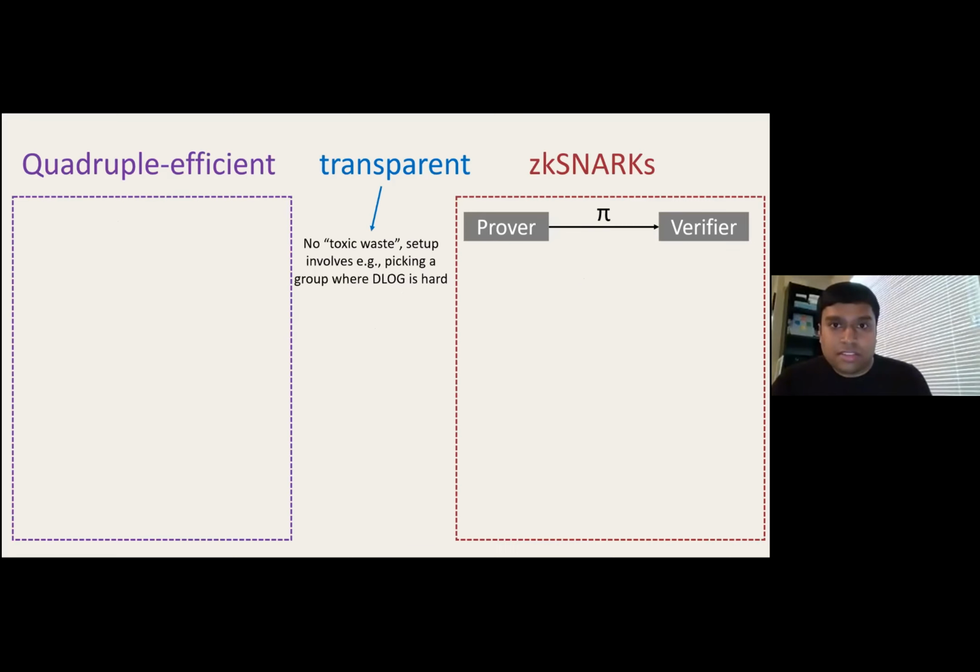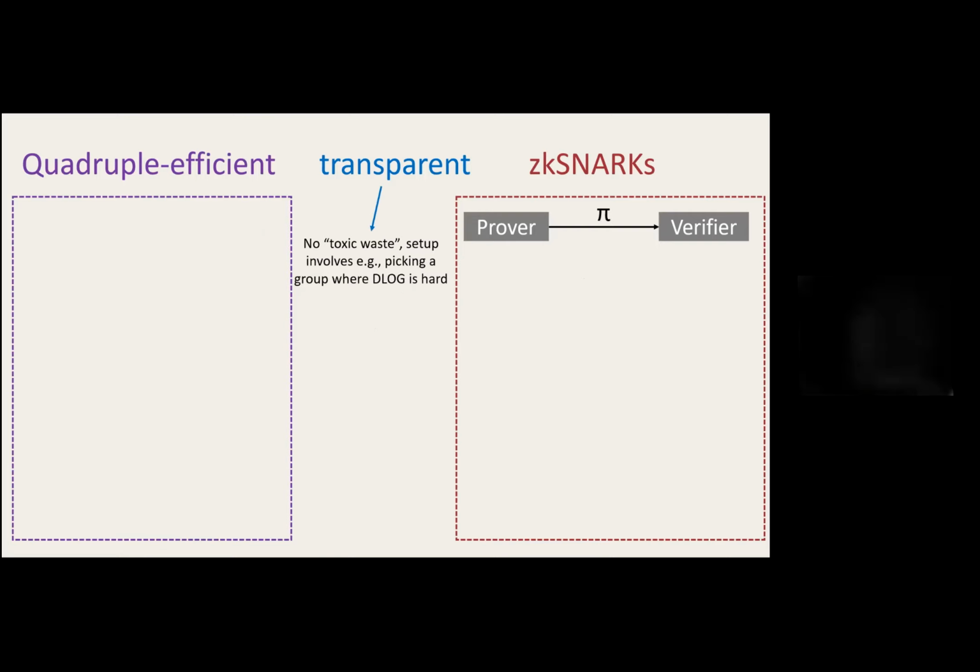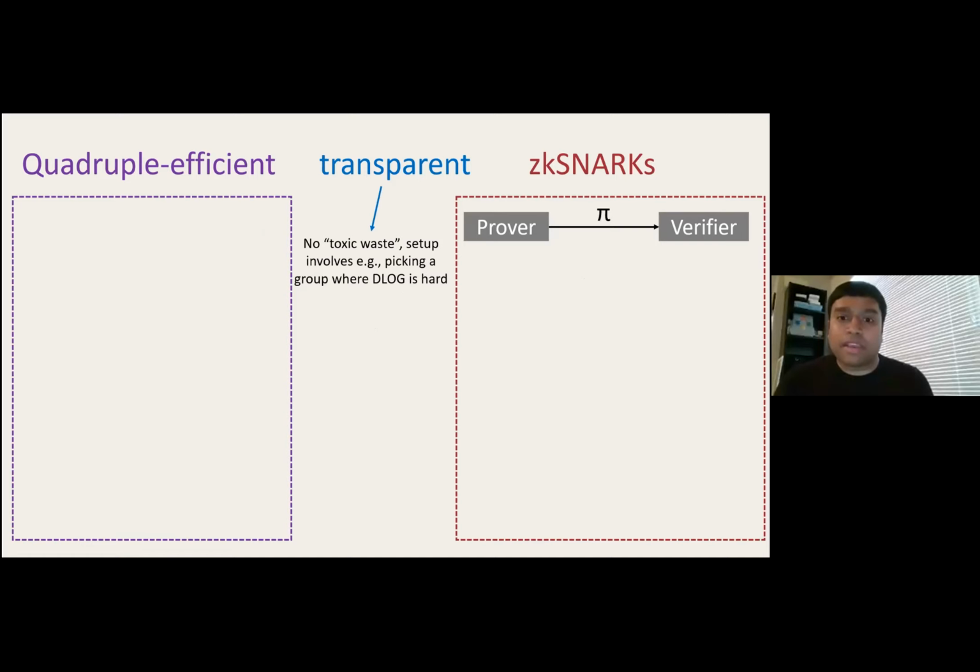So first, it's a transparent zkSNARK. What this means is that there's no toxic waste, and the setup involves, for example, picking a group where the discrete logarithm is hard. So there is no trusted setup involved here.